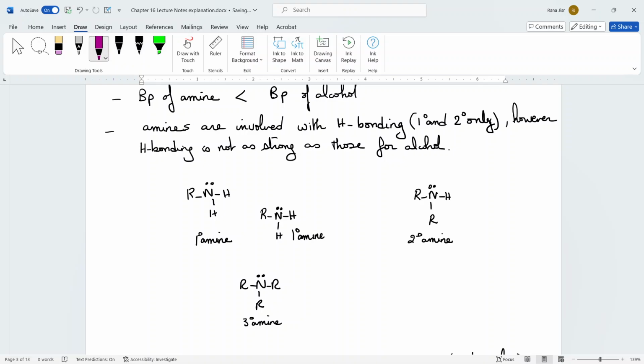We do have a hydrogen bonding interaction between the first amine and the second one, because the amine does have a hydrogen, so it is a hydrogen donor. So there is a hydrogen bonding interaction. Of course, that is going to increase the boiling point of the amine, but it's not going to be as high as that of the alcohol.